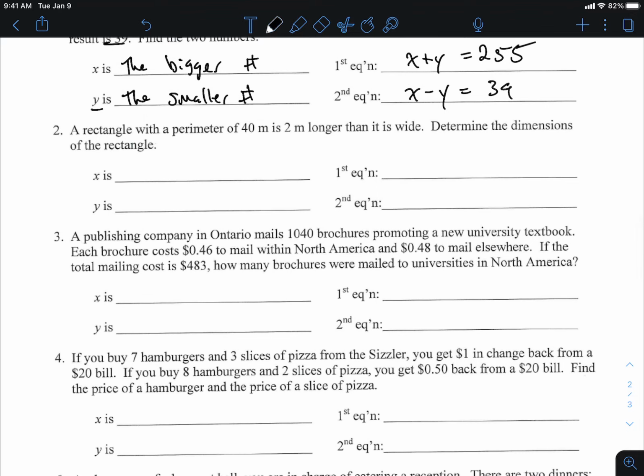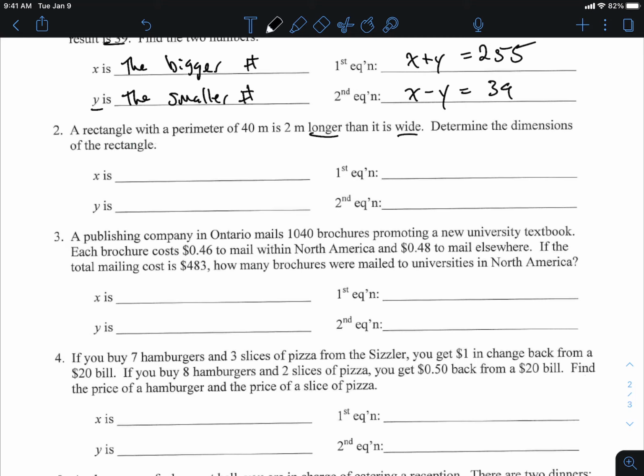Okay. If we do a perimeter question, so we're dealing with shapes now, you could say the perimeter is 40, and it's 2 meters longer than it is wide. So it's talking about lengths and widths. Determine the dimensions of the rectangle. You could use L and W and not worry about anything. They're just trying to get you to use X and Y. It doesn't really matter.